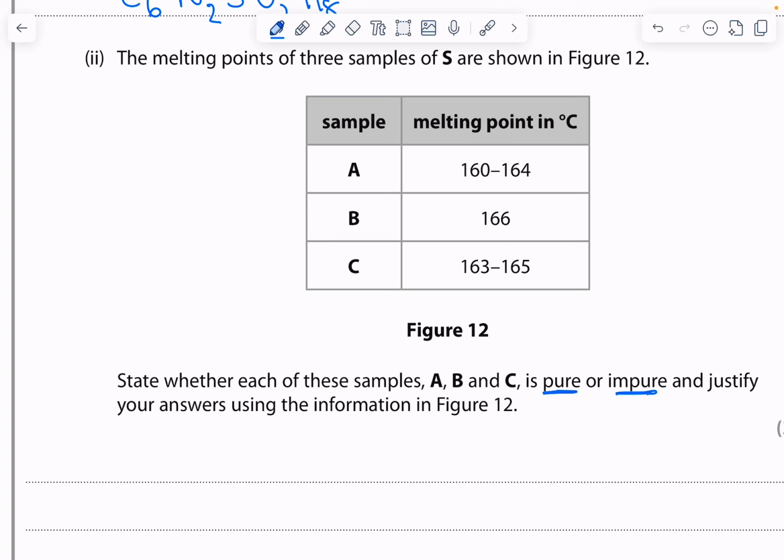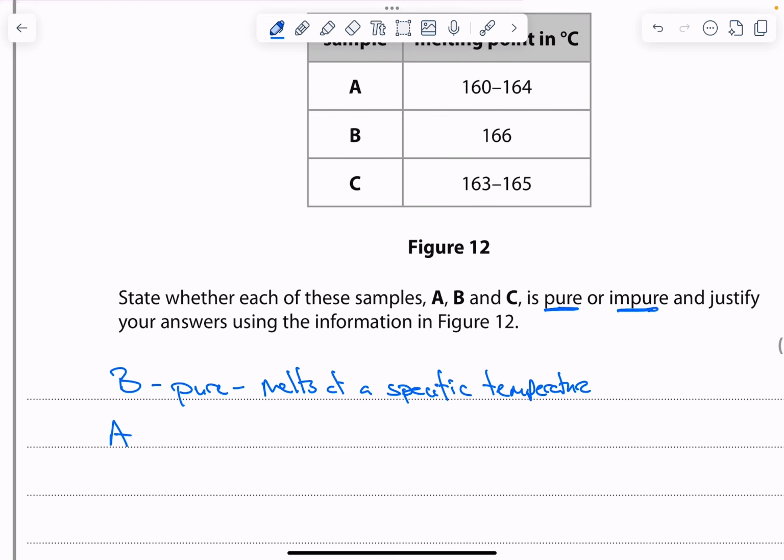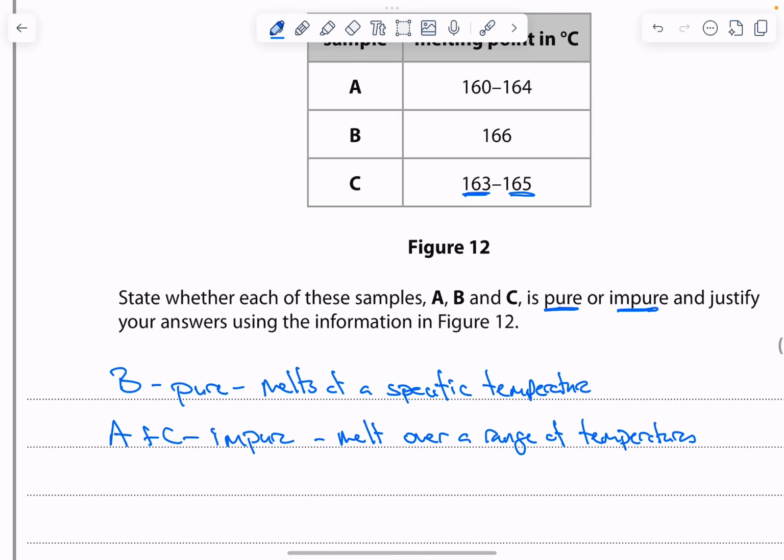And as soon as we know that fact, we can see that in this example, B would be pure because it melts at a specific temperature. In this case, it's 166. And then we have got A and C are impure, and that's because they melt over a range of temperatures. By a range of temperatures, what I mean is this one starts melting at 163 and finishes melting at 165. So that's a range in temperatures in that question.